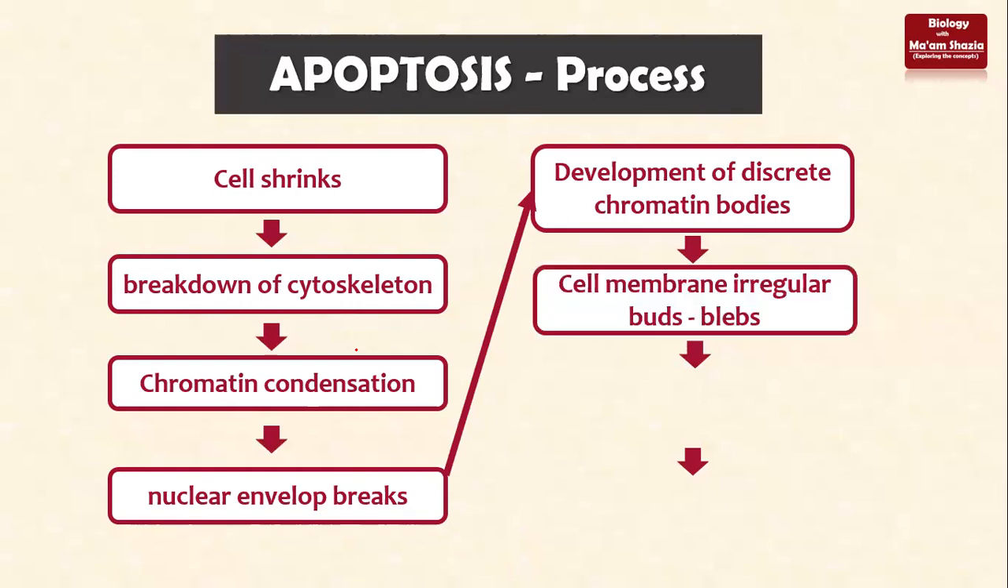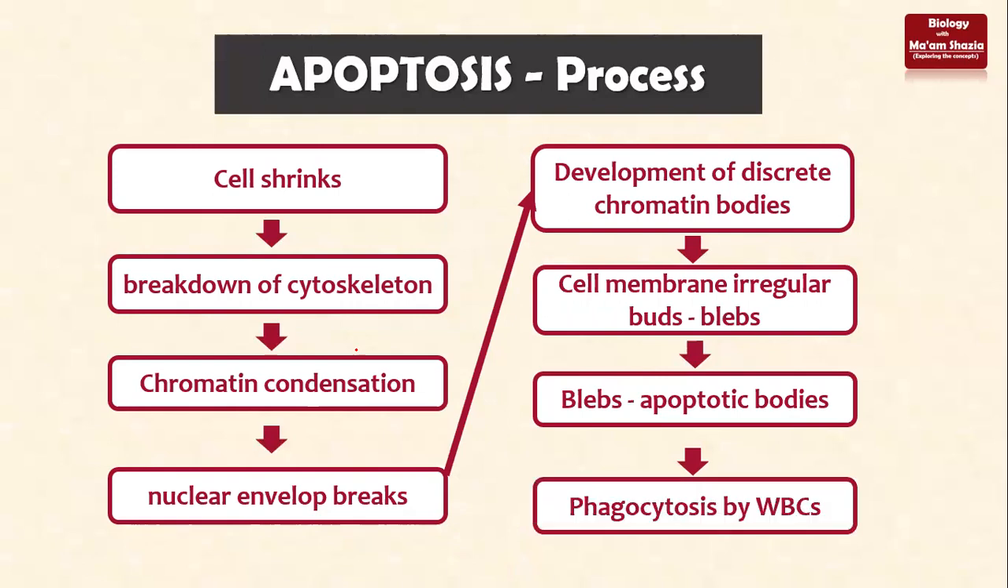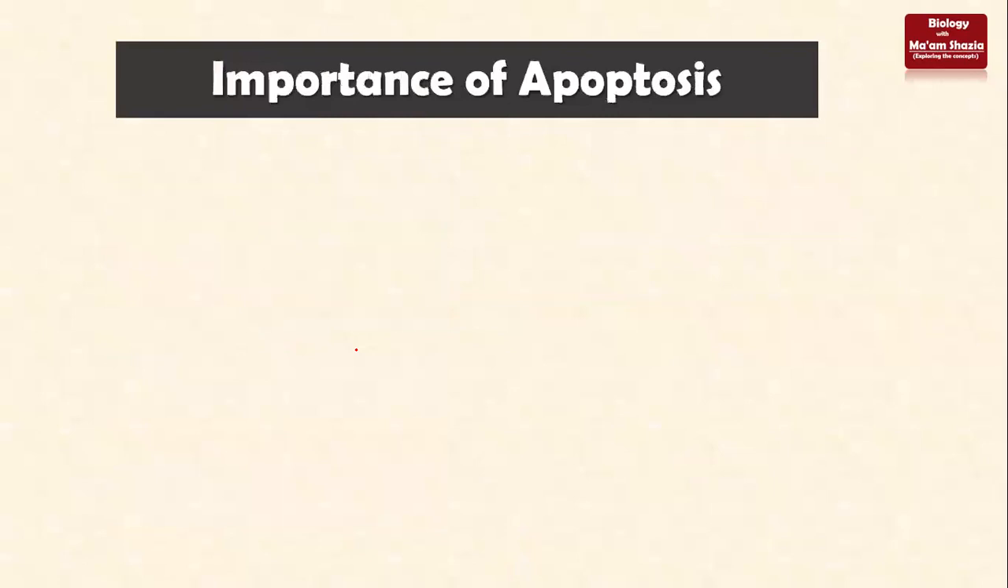Then the cell membrane develops irregular buds called blebs, and then the blebs bud off in the form of apoptotic bodies. Finally, these apoptotic bodies get phagocytosed by WBCs. I'm hoping that the process of apoptosis is understood now.